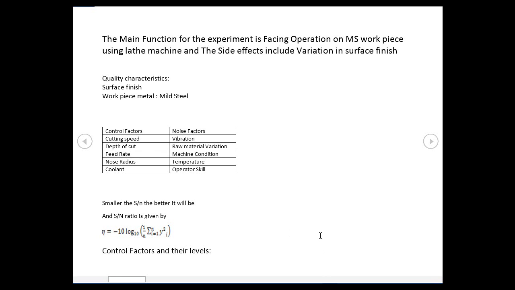The smaller the S by N ratio, the better it will be. So the S by N ratio will be given as minus 10 log 1 by n summation of y i square, i equal to 1 to n.